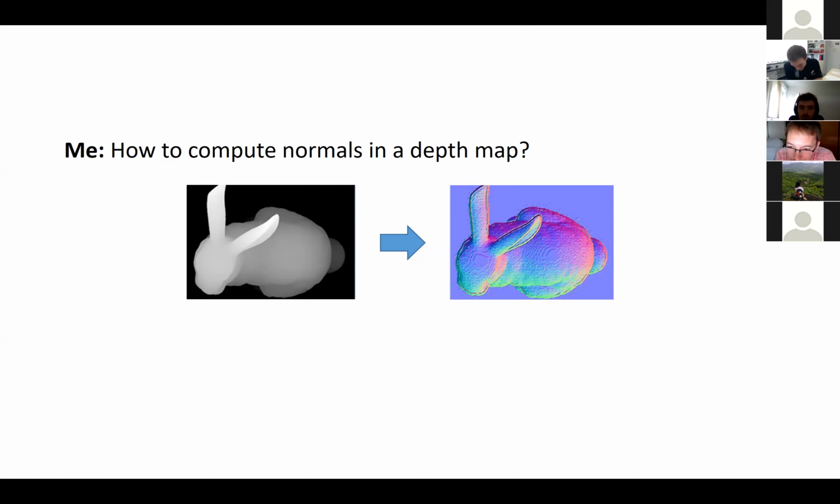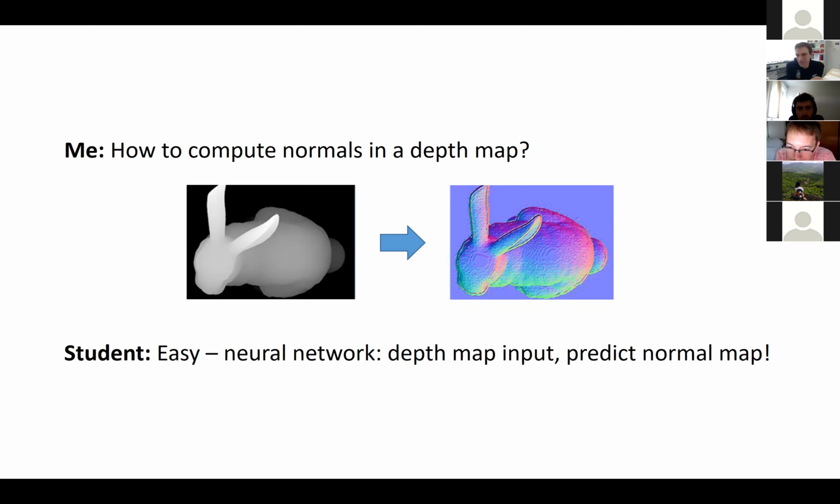But the standard answer I'm getting these days is, well, you just use a neural network, right? You feed in the depth map and you predict the normal map as an output. And as trivial as it sounds, there might be some truth to it. I'm not sure if the students got it, because the next time I asked how to get the ground truth data, they said, yeah, it's in the data set. We don't know, it's just there, right? But I think there's some truth to it.